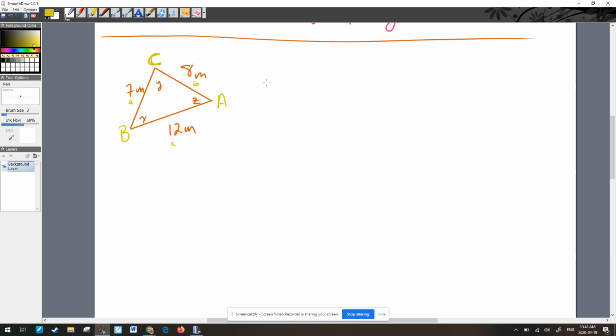And then cosine law is c squared equals a squared plus b squared minus 2ab cosine of uppercase C. So little c is 12 squared. Little a is 7 squared. Little b is 8 squared, minus 2 times 7 times 8 times the cosine of, well, uppercase C is actually this y value. So that's what we've got, which is great because we've only got one variable left.